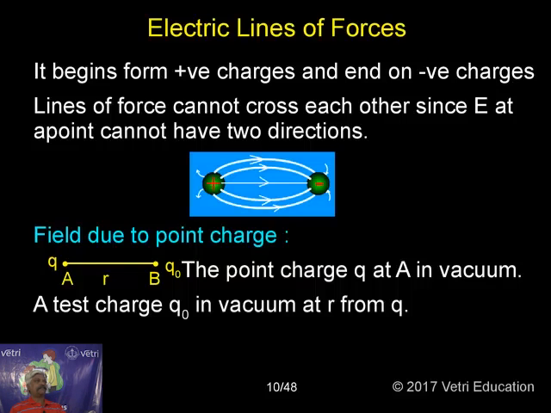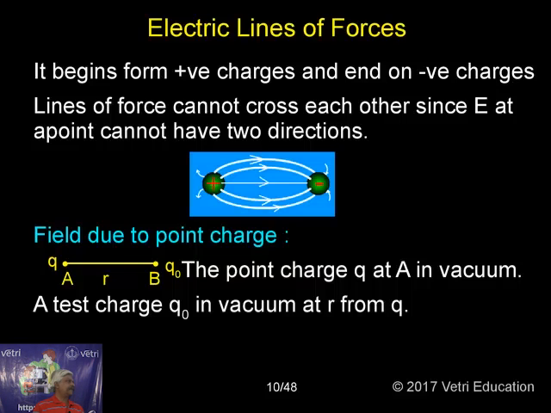At a particular point in an electric field, we can draw a tangent. The tangent will give the direction of the electric field. For a particular point, the electric field has only one direction. So they never intersect. There is another point to be noted: electric lines of forces never intersect.